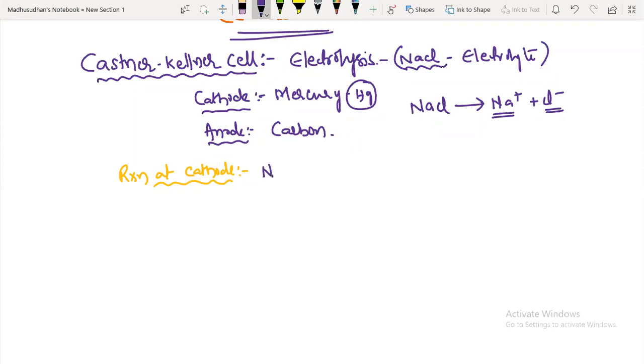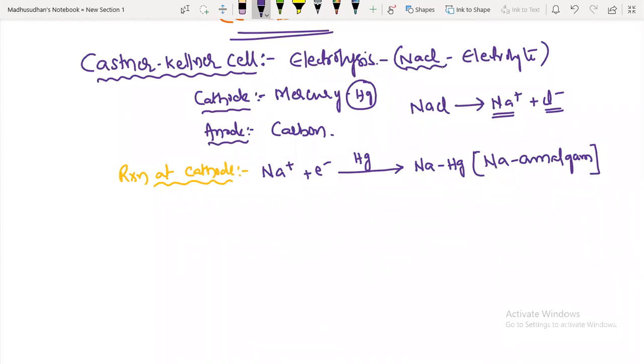So this Na plus, by taking one electron, and what is the cathode here? Mercury is taken. Anything that is mixed with mercury forms an amalgam, right? So here sodium mercury amalgam will form, or simply, in the bracket I'll write, sodium amalgam will form. It is a solution only now.